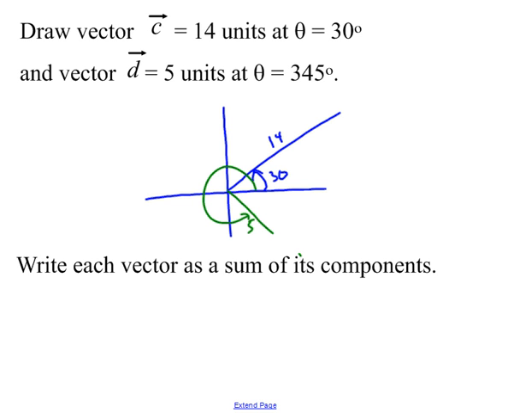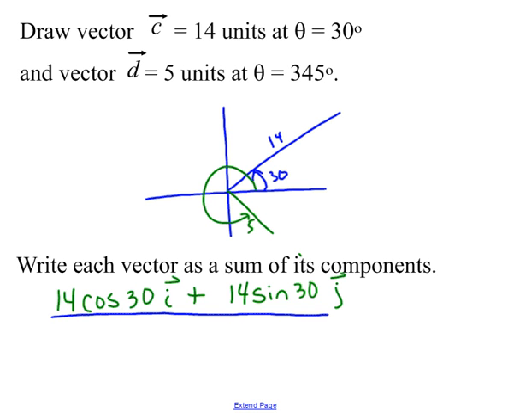Write it as the sum of its components, so just what we did before, and you might be using the formula now. It's just the magnitude of the vector, cosine of the angle, that's your i part, because that was the x, remember, cosine's x, plus the magnitude of the vector, which is 14, sine of your angle, again, that's j. That's going to be this blue vector here. I guess I should have written it in blue. So then I just go figure out what that is.